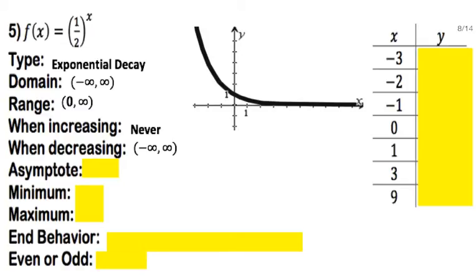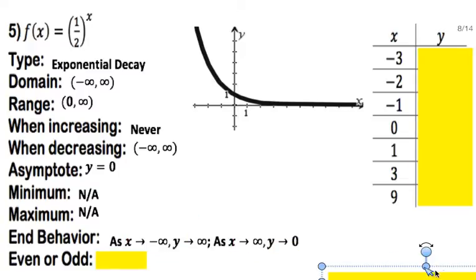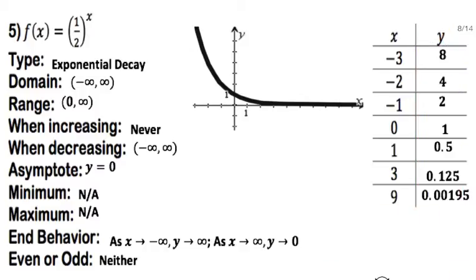And just like your exponential growth, this one has an asymptote at y equals 0. It does not have minimum or maximum values. And the end behavior is going to be somewhat similar to our last one, except opposite sides. So this one, the left side of the graph is increasing to positive infinity, or is approaching positive infinity, and the right side is approaching 0. And again, this is neither even nor odd, and our table values are there.